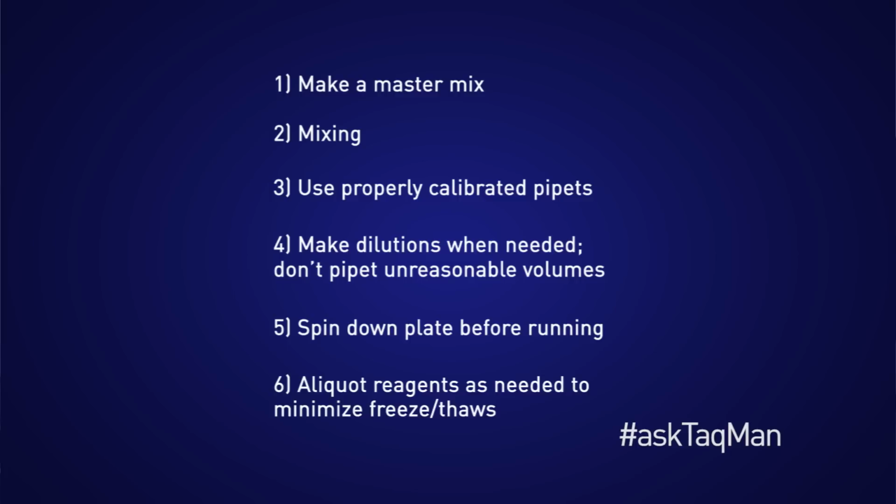6. Aliquot reagents as needed to minimize the number of freeze-thaw cycles. We recommend making aliquots of primers or assays in order to keep the number of freeze-thaws to a minimum, ideally less than 10. Using these methods will help to ensure that your replicates are as close as possible, allowing you to be confident that the changes that you see are real.